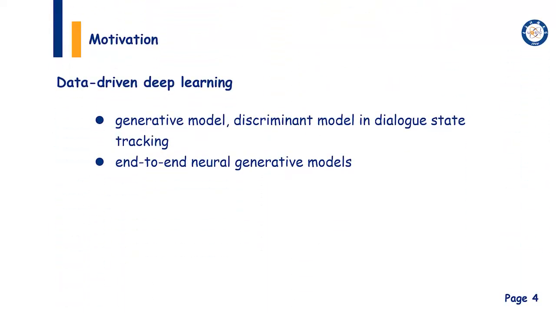In contrast, data-driven approaches rely on training data. For example, in dialogue state tracking, the generative model is built to learn the relevant joint probability density distribution from the training data and calculate the conditional probability distribution of all dialogue states. Furthermore, to model the dialogue state more accurately, the discriminative model, which treats dialogue state tracking as a classification task, is proposed.